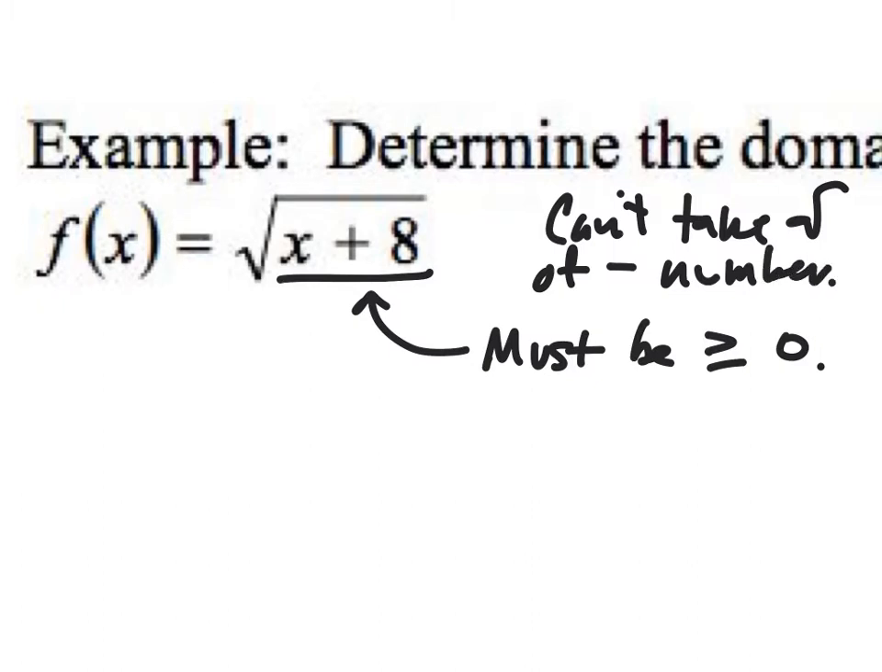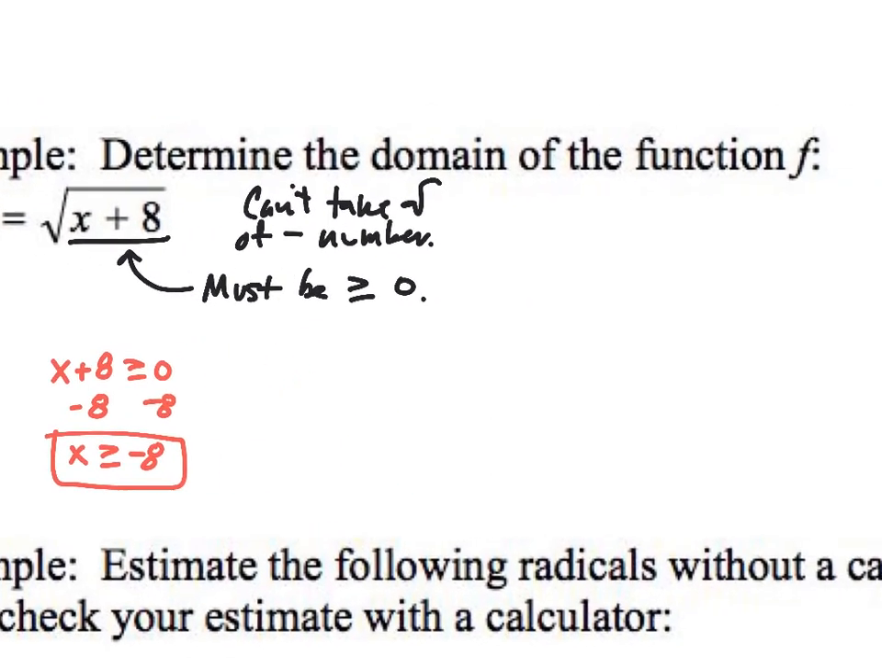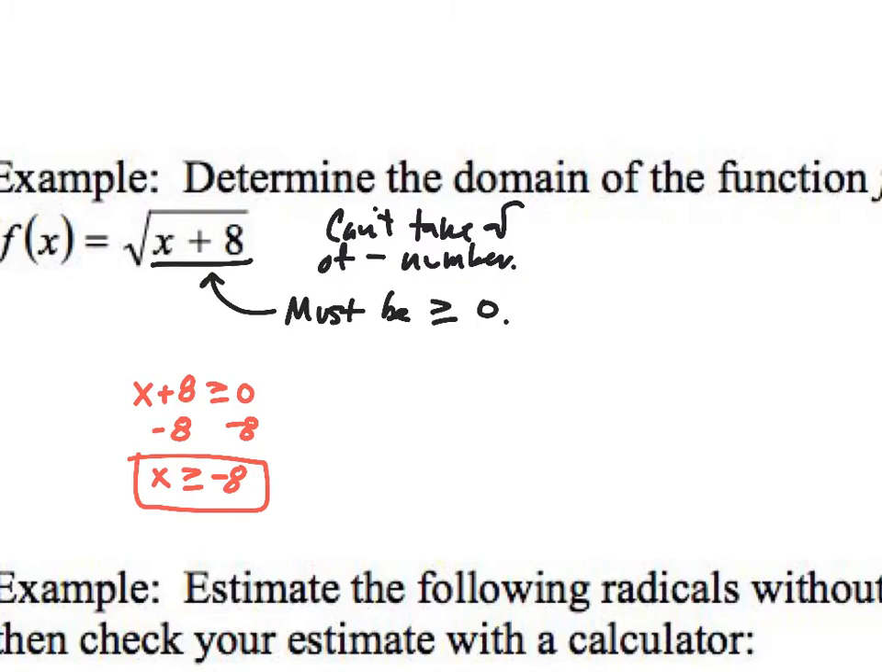So what I want to do is simply take what I have underneath the radical symbol, which is x plus 8, and set that greater than or equal to 0. Okay, and then if I subtract 8 from both sides, I'm going to get that x is greater than or equal to negative 8. Now what I want you to see here, I'm going to graph this on Desmos, and then you can see what I mean by that.